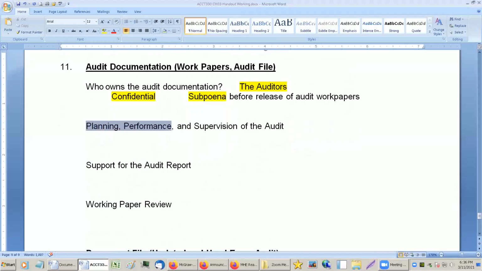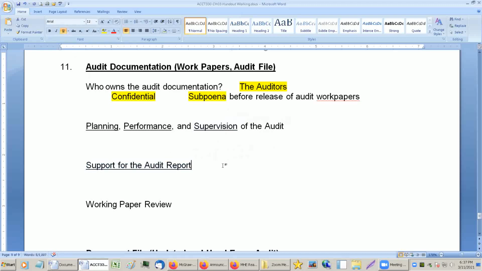And a lot of these are just documenting the things that you would expect, that they document your planning, performance, and supervision of the audit. These first two, plan and perform the audit, are probably ones that you would expect. Supervision is a big thing in auditing, and everything you do will get looked at by your senior, manager, the partner. There might be 5 people that look at your stuff. So the supervision is a big part of it.